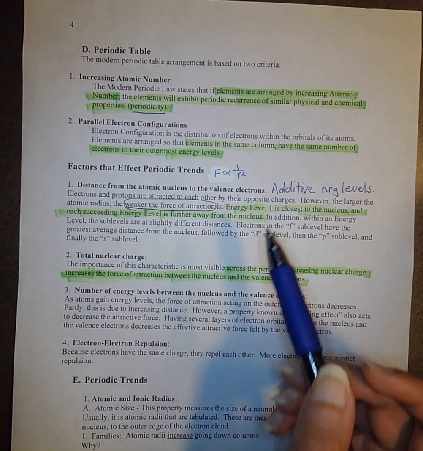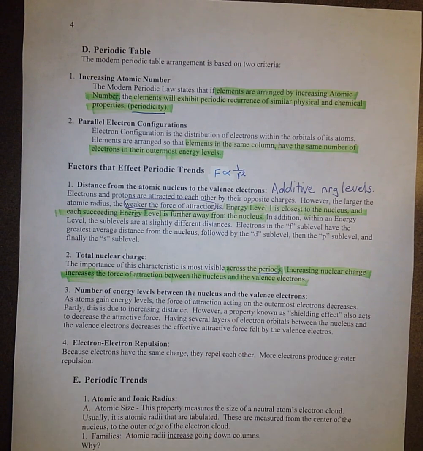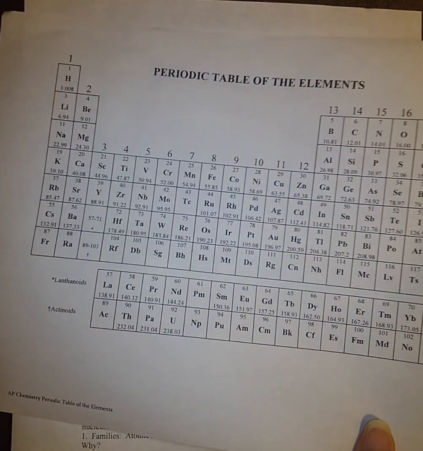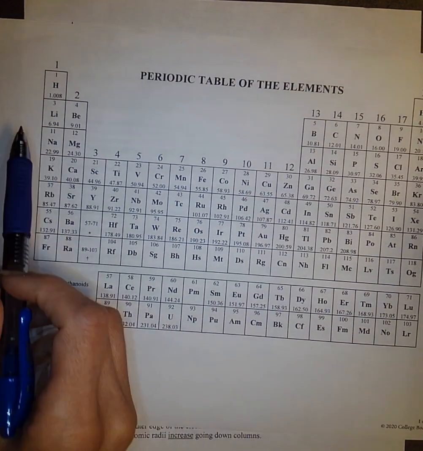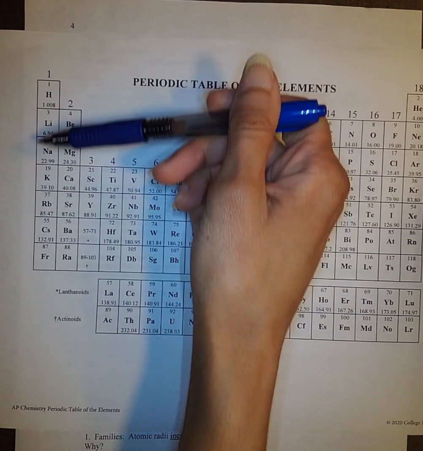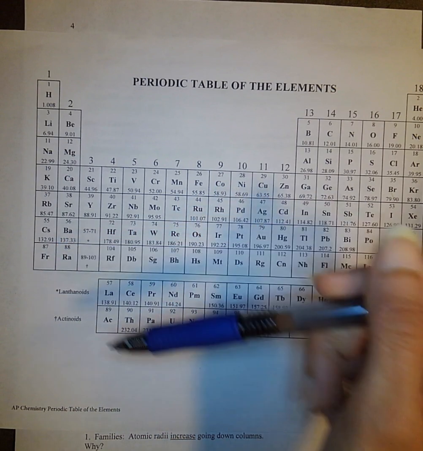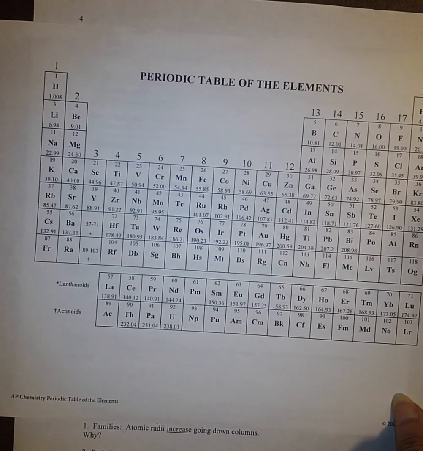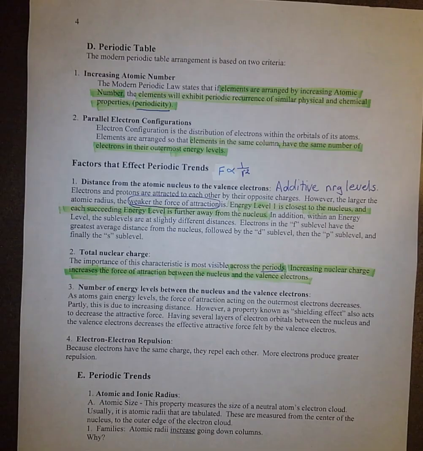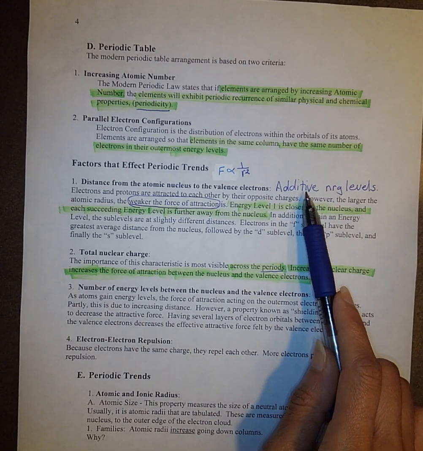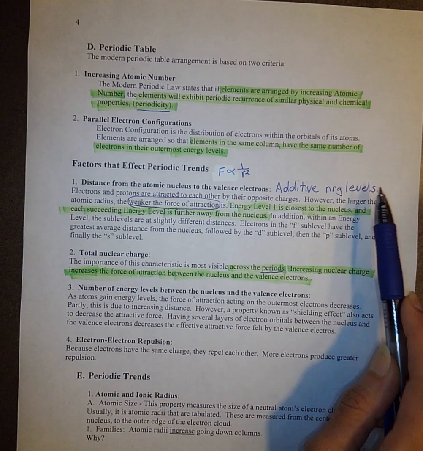Okay, so because we're talking about the energy level going in the periodic table from the top to the bottom, right here on the periodic table, we're talking about going from the top to the bottom. We're talking about actually adding the energy levels. So let's go back to your notes then. And in your notes, write down additive energy levels.